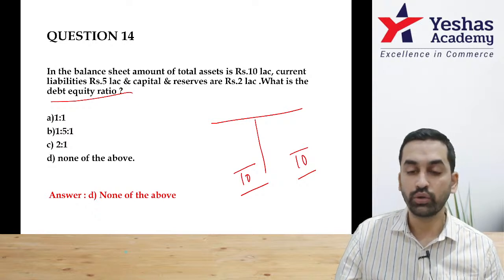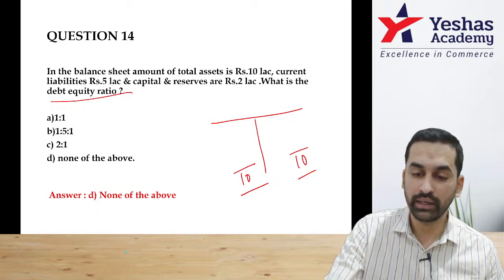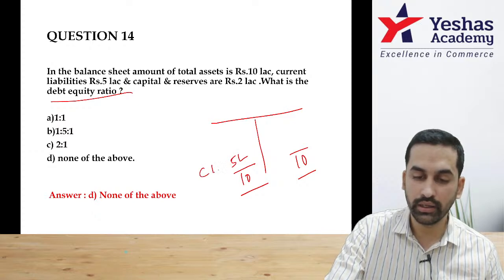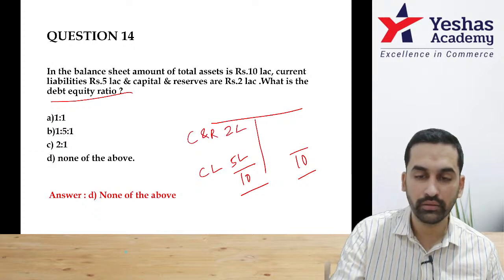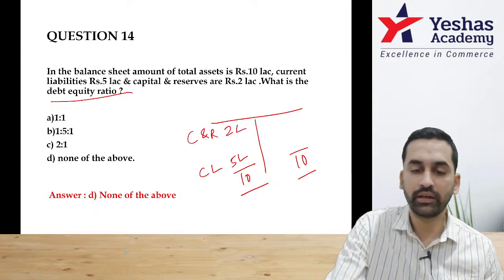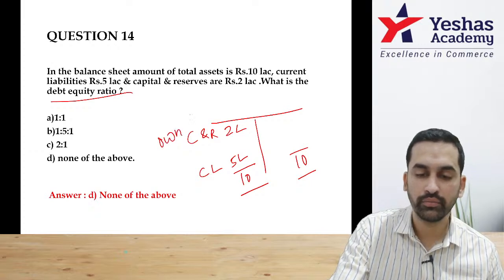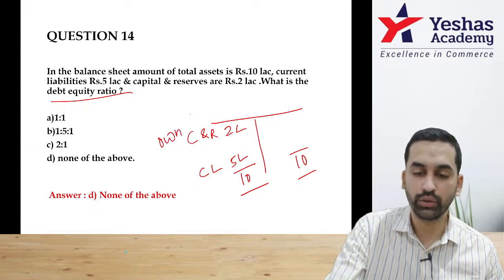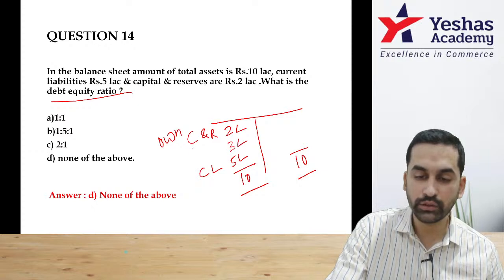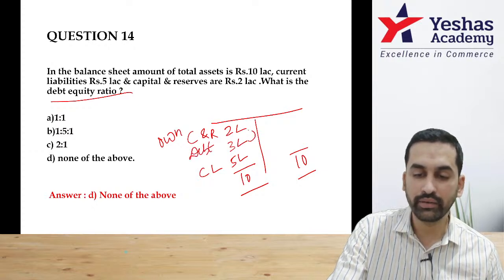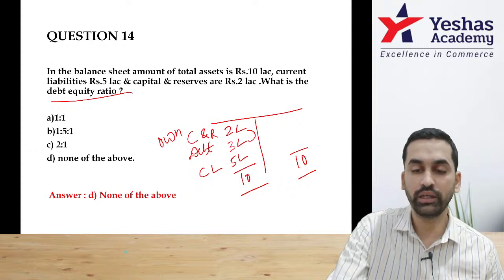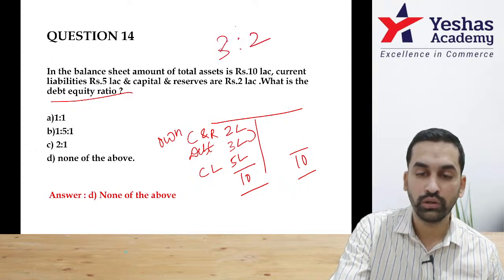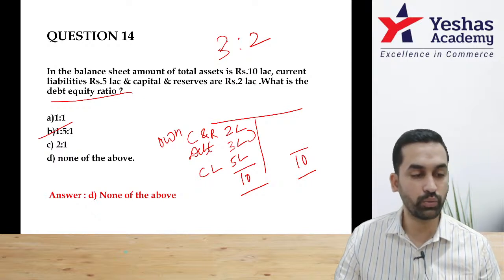In the balance sheet amount, total asset is 10 lakh. Current liability 5 lakh. Capital and reserve 2 lakh. Capital and reserve means owner's fund. What is the debt equity ratio? Now tell me, the balance 3 lakh has to be long term debt. Debt equity, that means it is 3 by 2. 3 by 2 means 3 is to 2. 3 is to 2 is 1.5 is to 1.